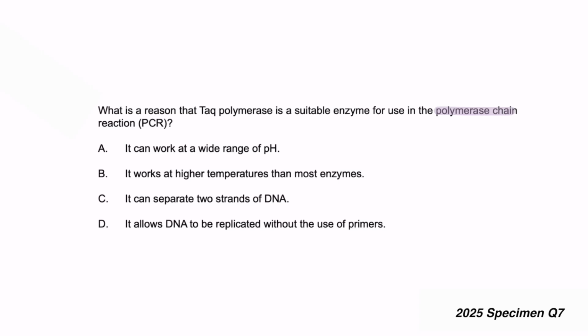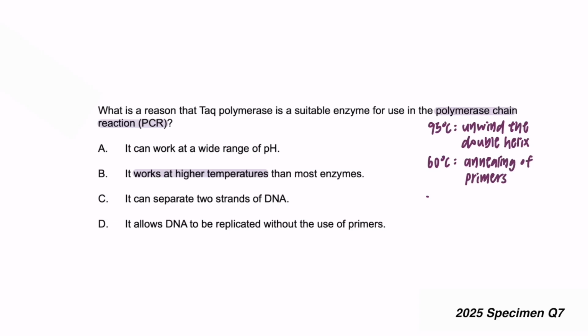In polymerase chain reaction, high temperatures are used. 95 degrees Celsius is used to unwind the double helix of DNA templates. 60 degrees Celsius allows primers to bind to DNA templates. 70 degrees Celsius is the temperature for the Taq polymerase to replicate DNA. Taq polymerase is a suitable enzyme because it would not be denatured at such high temperatures.